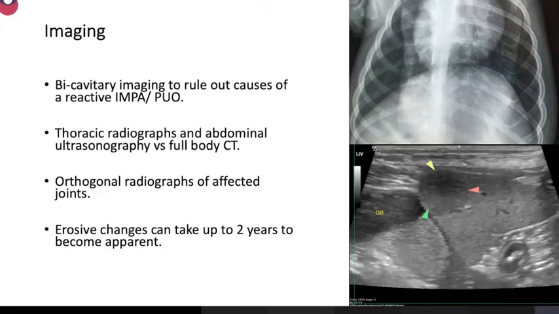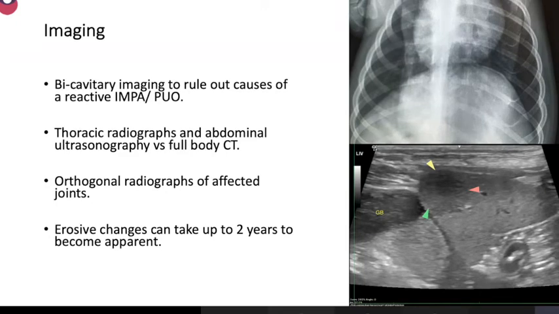And then imaging is also a really important part of your diagnostic plan for polyarthritis. So generally you want to do bicavitary imaging to rule out any causes of reactive IMPA or pyrexia. And this tends to include thoracic radiographs and abdominal ultrasonography. At very least, you could perform abdominal radiographs and thoracic ones as well if you don't have access to ultrasound, or if you are lucky enough, a full body CT can also be used, particularly in larger patients in which abdominal ultrasound is more difficult.